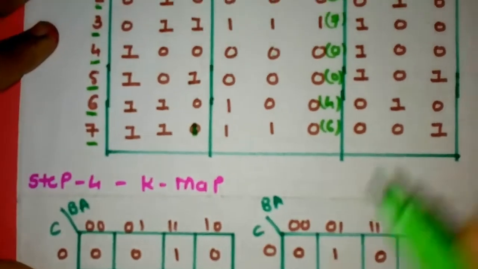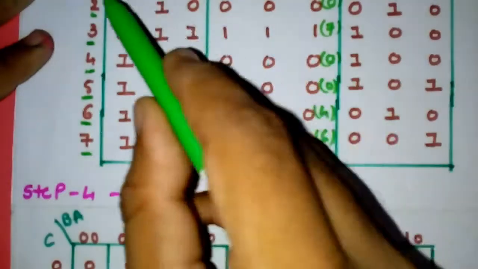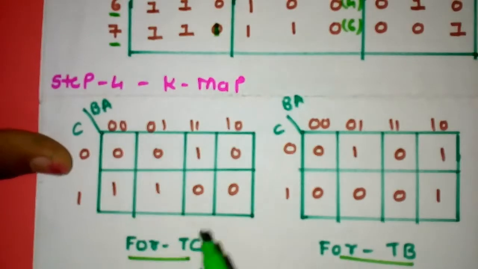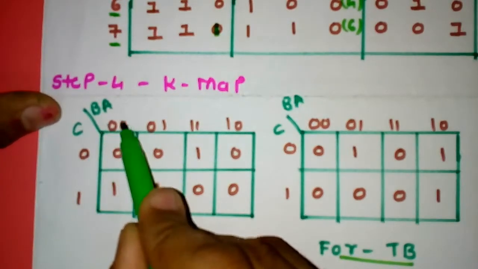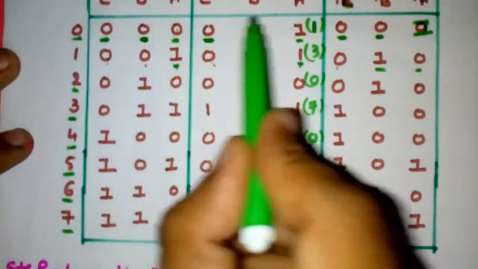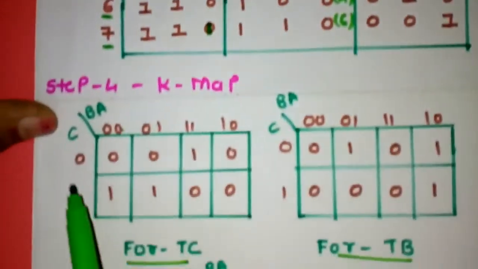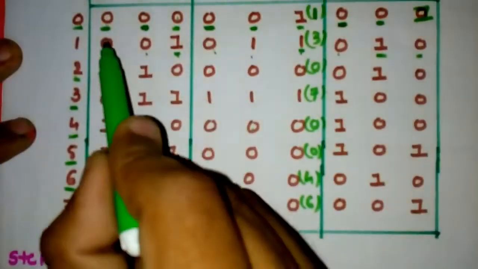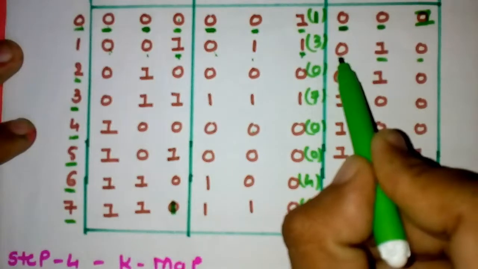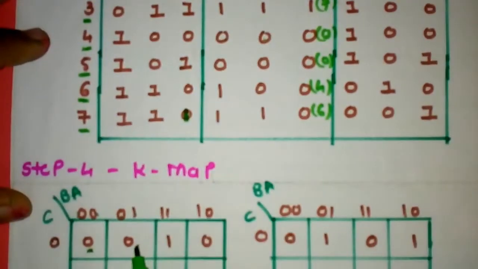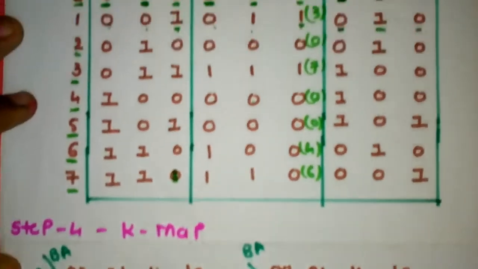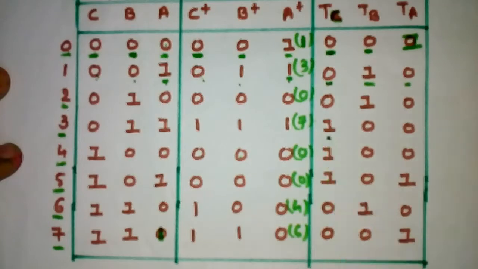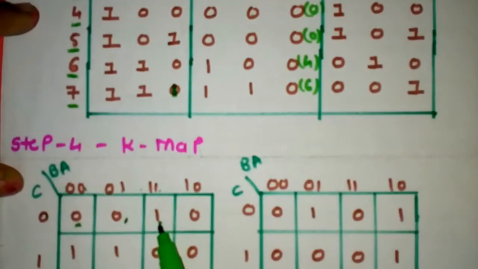So the K-map for TC. How do we put the values in this K-map for TC? For the 0 0 0 state, what is the output of TC? It is 0. For 0 0 1, the output of TC is 0. For 0 1 1, the output of TC is 1.